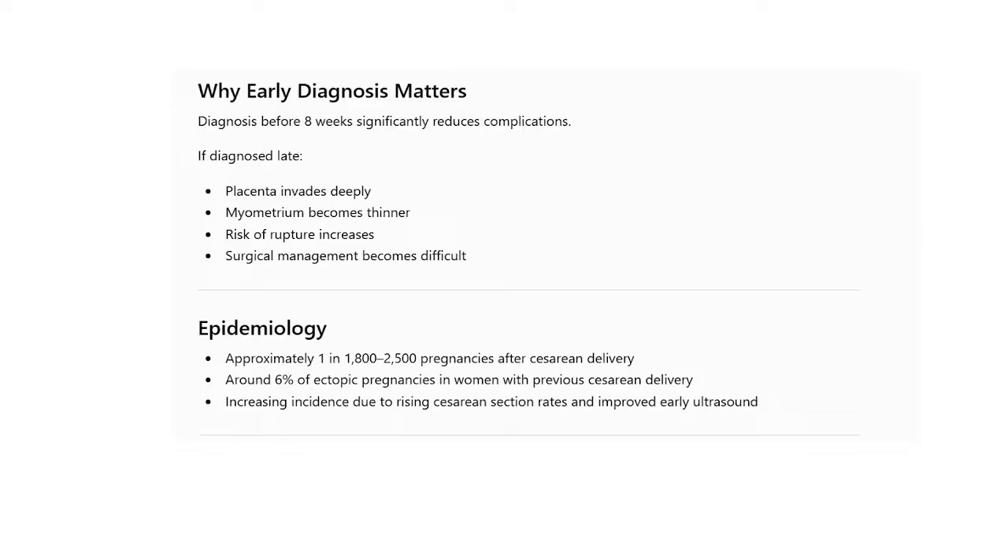So what is the epidemiology? Approximately 1 in 1,800 to 2,500 pregnancies after cesarean delivery. Around 6% of ectopic pregnancies occur in women with previous cesarean delivery. The incidence is increasing due to rising cesarean section rates and improved early ultrasound.